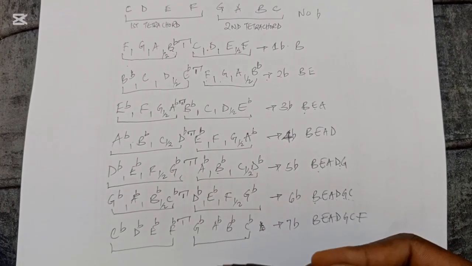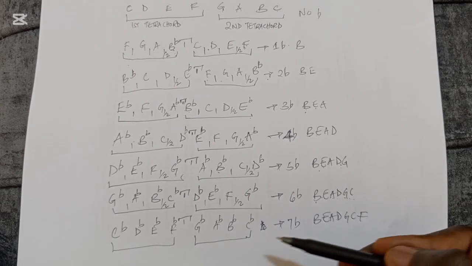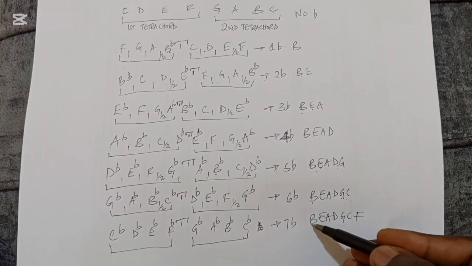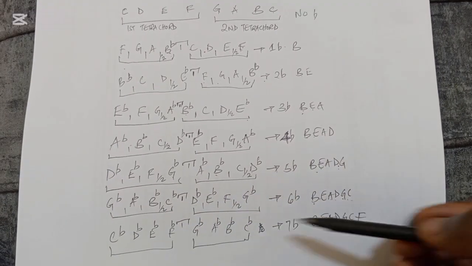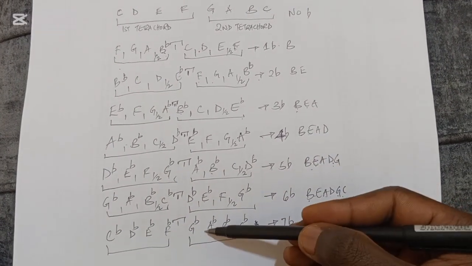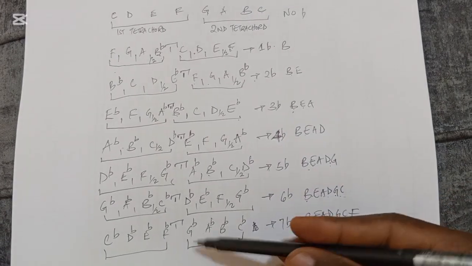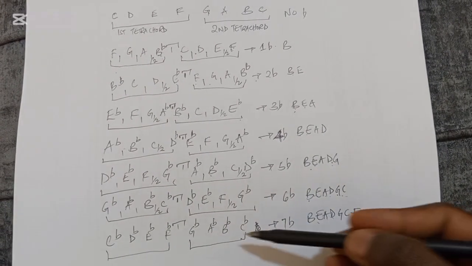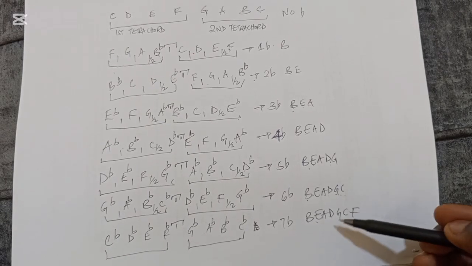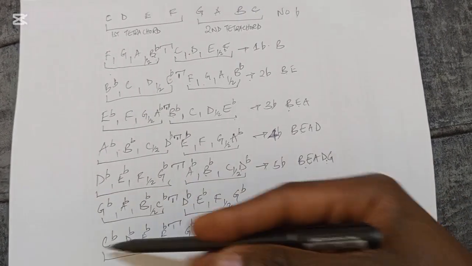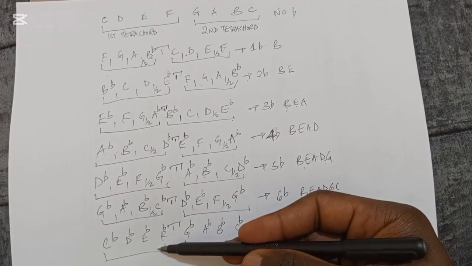Now in this case, every letter has been flattened, but the order is from B, which has been flattened, E has been flattened, A has been flattened, D as well. We have G has been flattened, as you can see. C as well has been flattened in both octaves. Then we have F, which has been flattened, the last one.